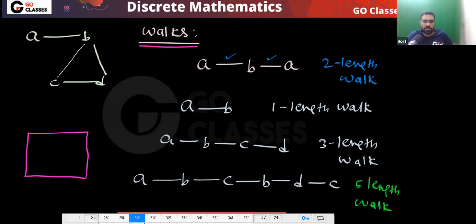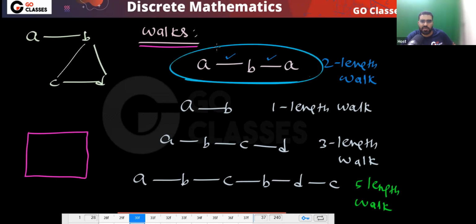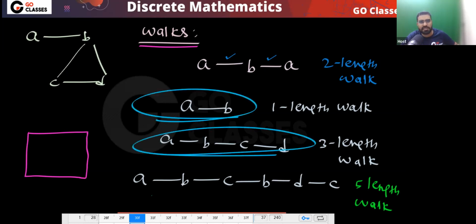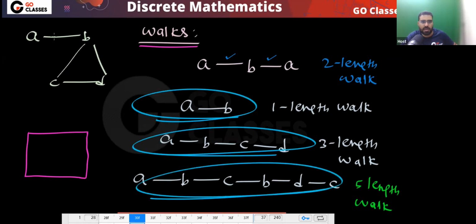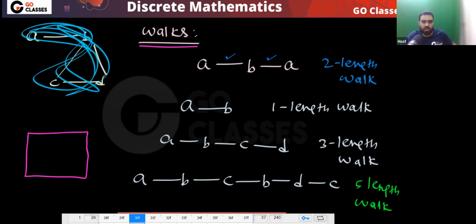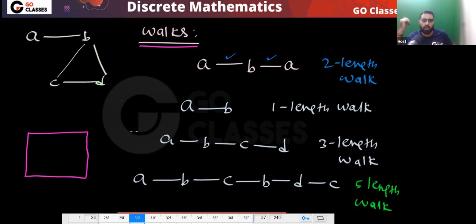The concept of walk is very simple: it is just a sequence of vertices and edges such that they are adjacent to each other. For example, you can go from A to B, B to C, C to D. This is a walk. Similarly, A to B, C, B, D, C is also a walk. Basically, whatever you do is a walk, as long as you are walking consecutively.